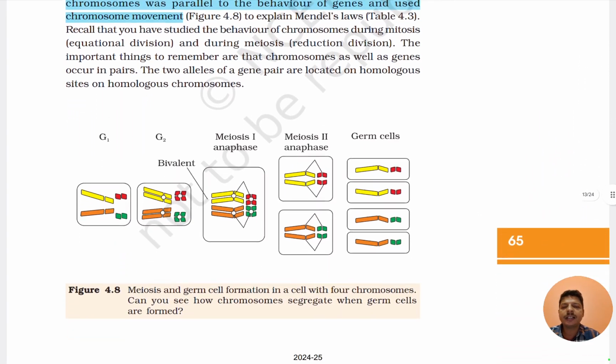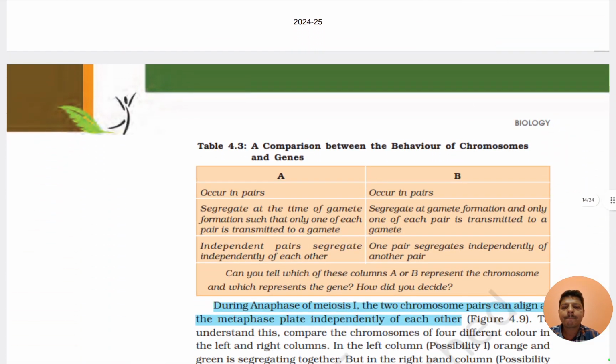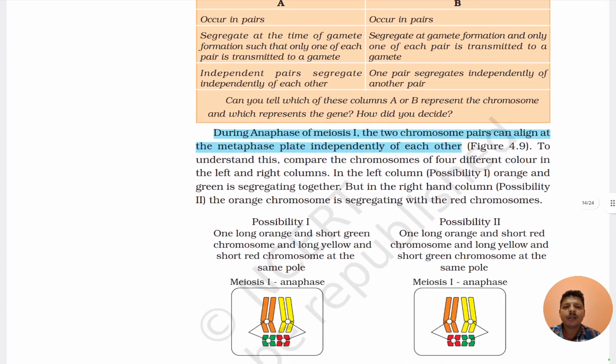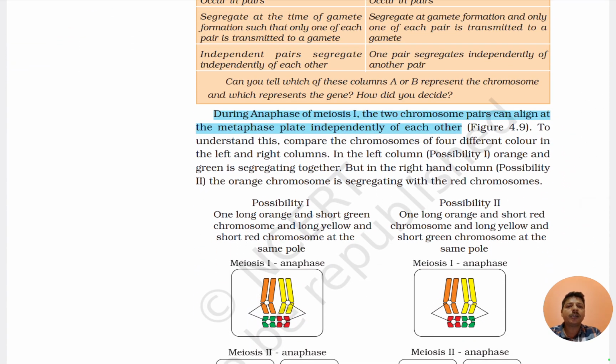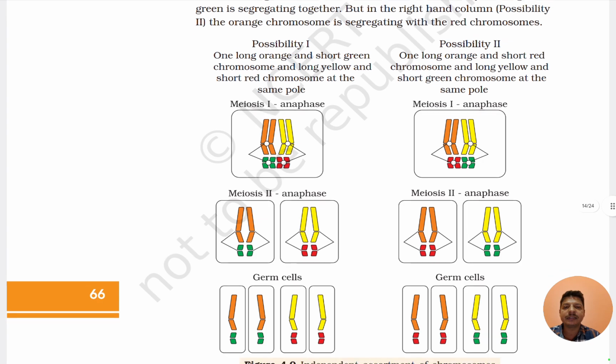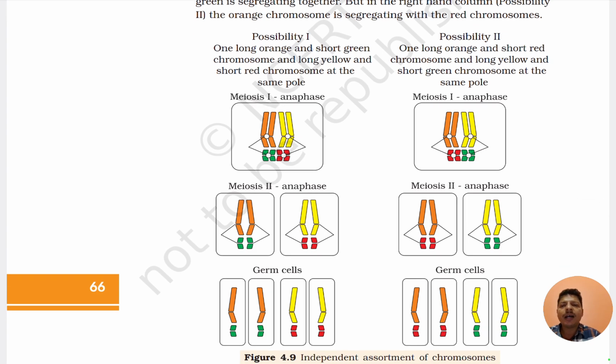And here again the same diagram is there. During anaphase of meiosis 1, the two chromosome pairs can align at the metaphase plate independently of each other. And here are the possibilities. One long orange and short green chromosome and long yellow and short red chromosome at the same pole, as you can see. Here, one long orange and short red chromosome, long yellow and short green chromosome at the same pole. It is the same pole, okay.